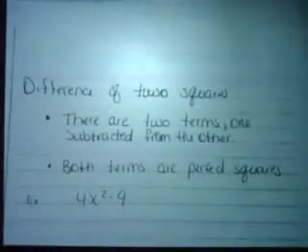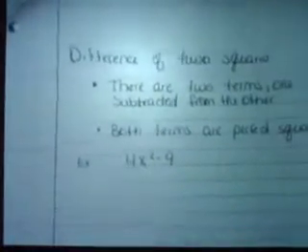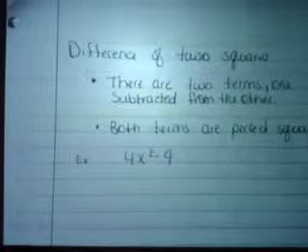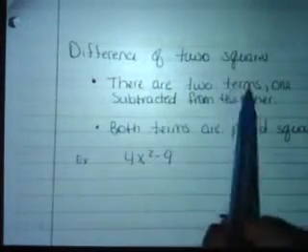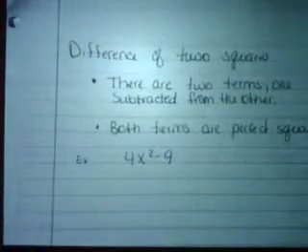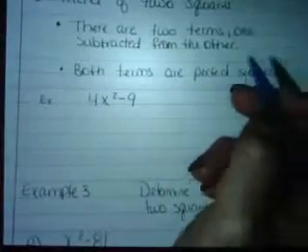Continuing on, let's look at the difference of two squares. For it to be a difference of two squares, there have to be two terms, and we're going to use subtraction because difference means subtraction. And both terms have to be perfect squares. In the example, do I have a difference? Yes, it's subtraction.